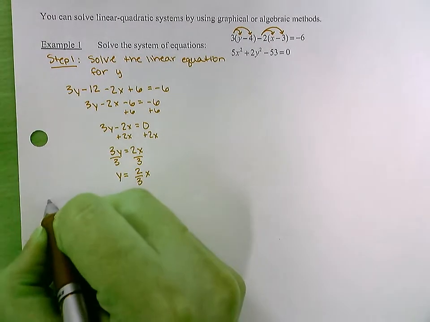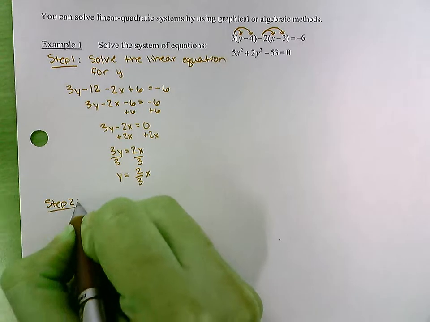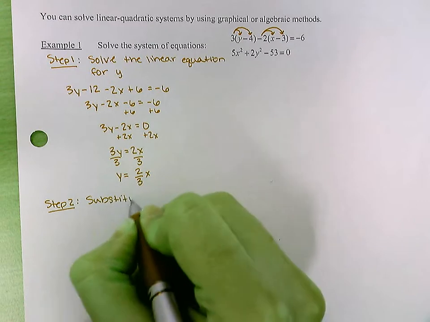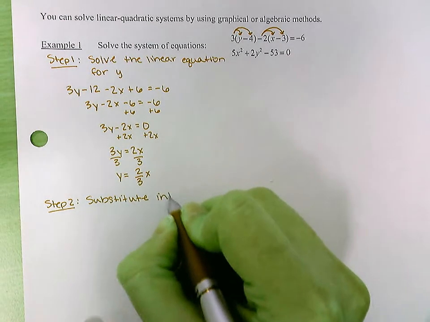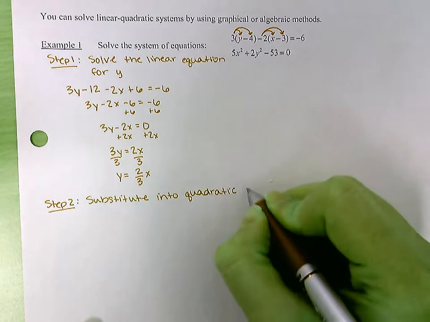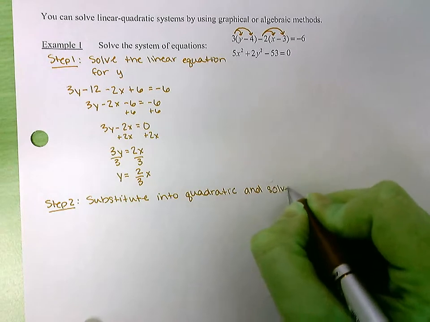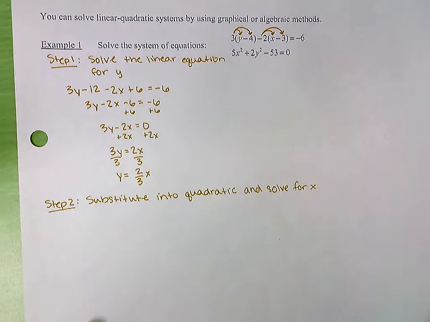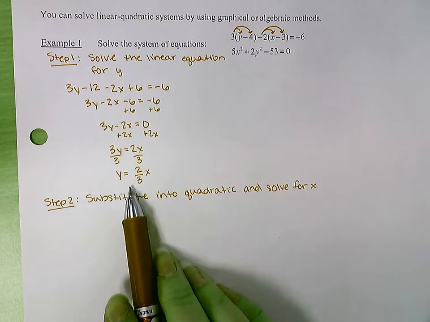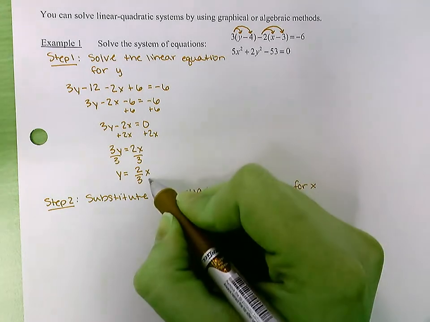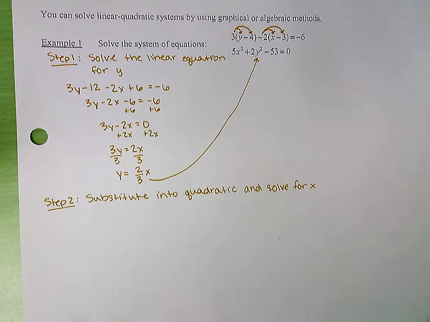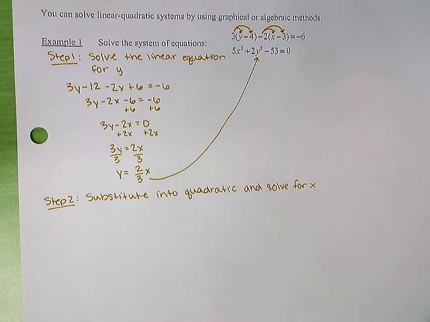So step 2 is to substitute into the quadratic and solve for x. I'm substituting what I found for y. So I'm going to plug this in to that y value there. That's what I'm doing when I'm substituting.